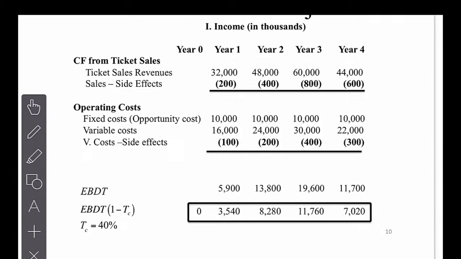Okay, now costs. First, we include the opportunity cost of the terminal, because it's market value lost. The variable cost is, remember, the expense of running the flights. This is the expense for the passengers of actually delivering the service. It was $1,000 times 16,000 flights, 24,000, 30,000. So that's $16 million in the first year, etc.